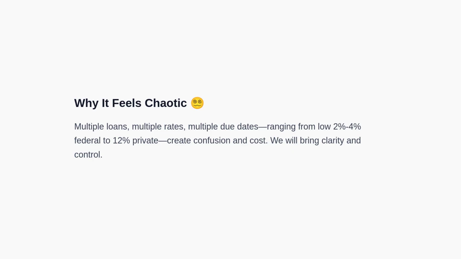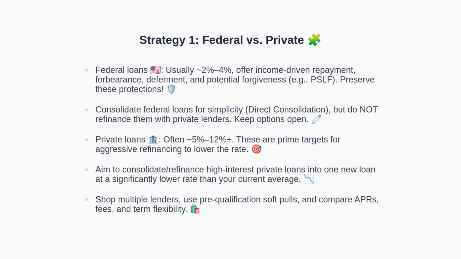To set the stage, let us acknowledge the common chaos. Many borrowers juggle multiple loans, each with different interest rates and due dates. Some federal loans carry rates around 2 to 4%, while private loans can push into double digits like 12%. This spread creates confusion and higher total interest. Therefore, our goal is to reorganize based on loan type and risk. Then apply a payoff strategy that minimizes interest and stress. Now, on to strategy 1.